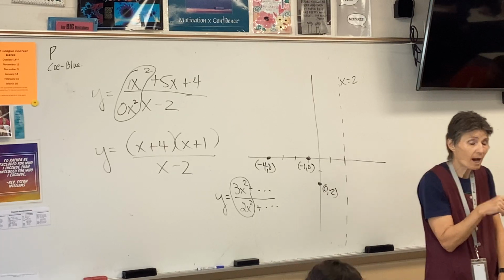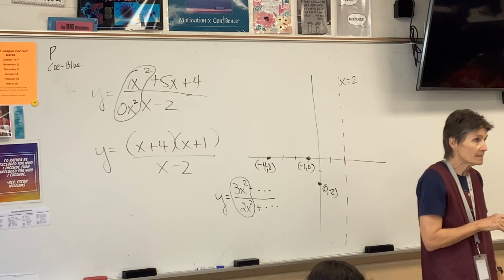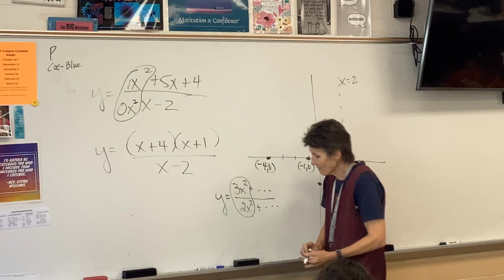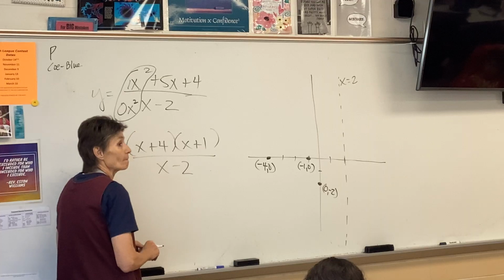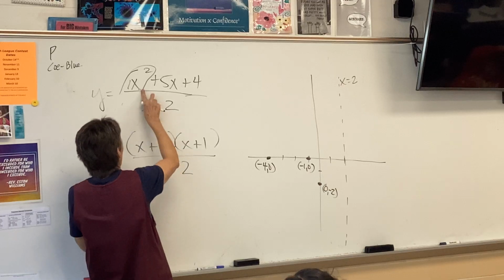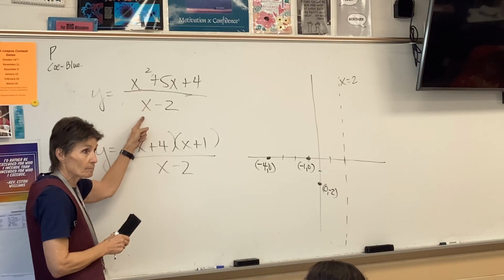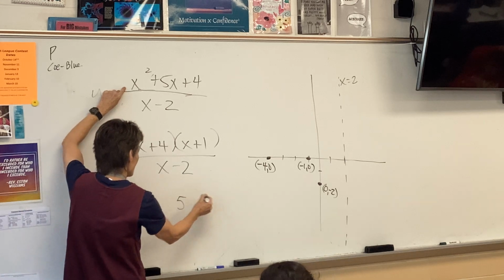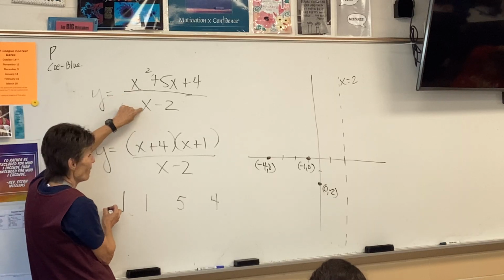When the power on top is bigger, there's no horizontal asymptote. Instead, there's a slant asymptote. How do I find my slant asymptote? To find my slant asymptote, I am literally going to do this division. So I am going to take 1, 5, 4 and divide it using synthetic division by 2.